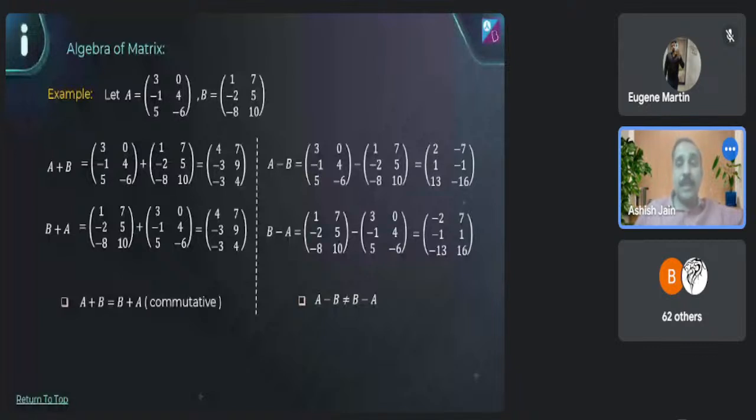In the same manner, here we see that the value of A minus B is not equal to the value of B minus A. दोनों values अलग अलग हैं. That means commutative law is not followed in subtraction, but it is followed in addition. Is it clear to you?